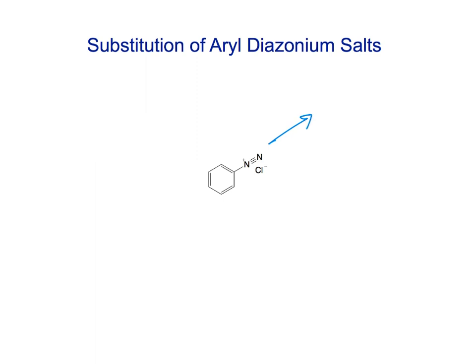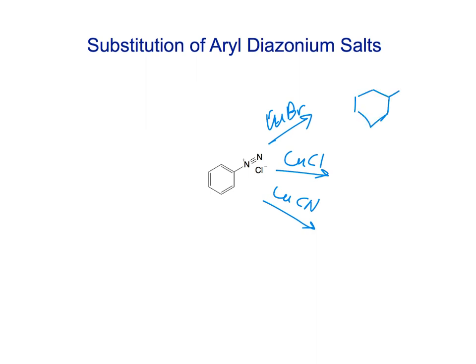So we're just going to make a little tree around here. There's a series of reactions using copper halides. So we can use copper bromide, copper chloride, or we can actually use not just halides, we could use copper cyanide. And in each of these cases, whatever is attached to the copper substitutes for the N2 group.